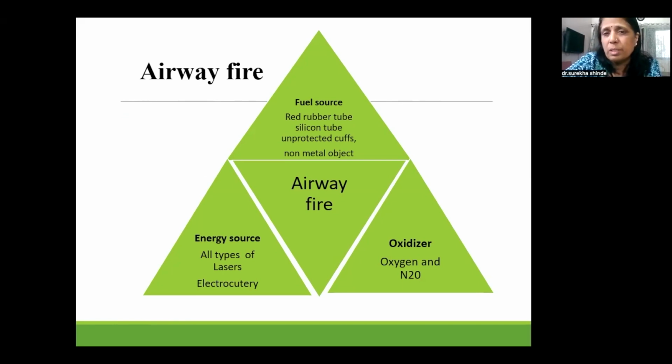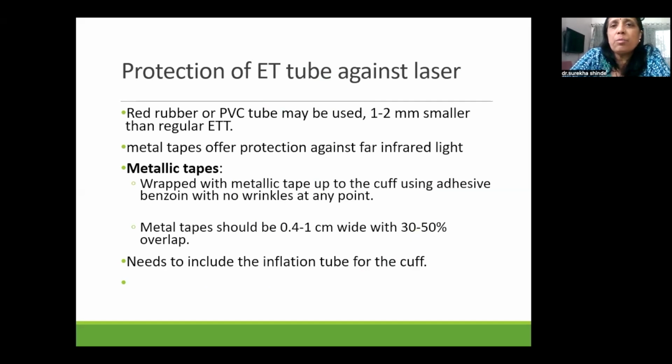What three things are required for airway fire? First is the energy source, and all types of lasers or electrocautery can act as an energy source for airway fire. Second is the fuel source. So red rubber tube, silicone tube, all unprotected cuffs, non-metal objects can be a fuel source for airway fire. And then we talk about oxygen and nitrous oxide. They don't combust on their own, but they help in combustion, so they act as an oxidizing agent. So the energy source, oxidizing agent, and fuel source are the three things which combine to cause an airway fire. Though it is very uncommon, if it occurs, it can be a disaster and very lethal.